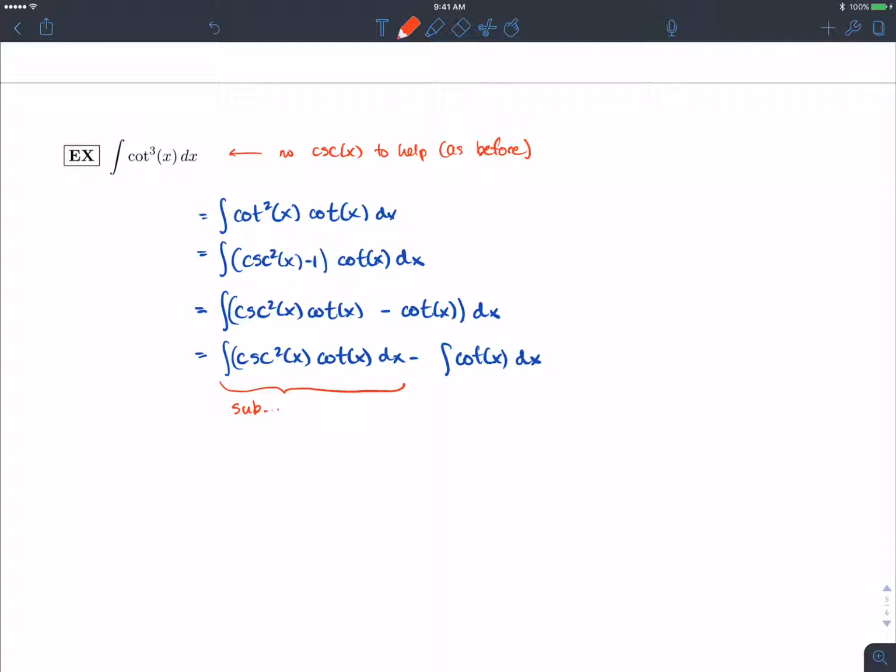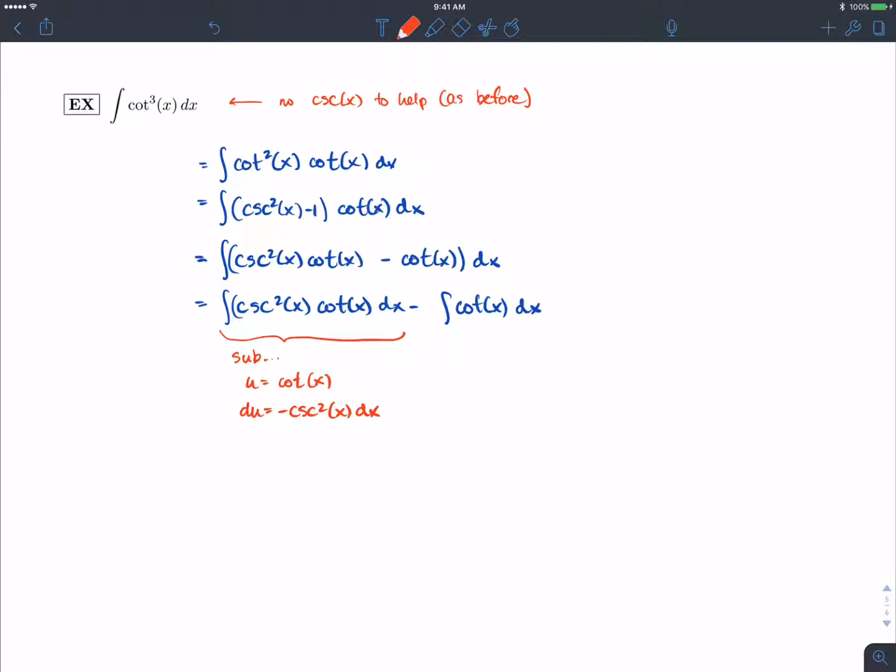Now we know that if we take the derivative of cotangent, we get negative cosecant squared. So if we let u equal cotangent of x, our du is going to be negative cosecant squared x dx. That's going to give us the negative integral of u du, which is going to be negative 1/2 u squared plus c, which would be negative 1/2 cotangent squared x plus c. All right, so we successfully have handled that first part of the problem.